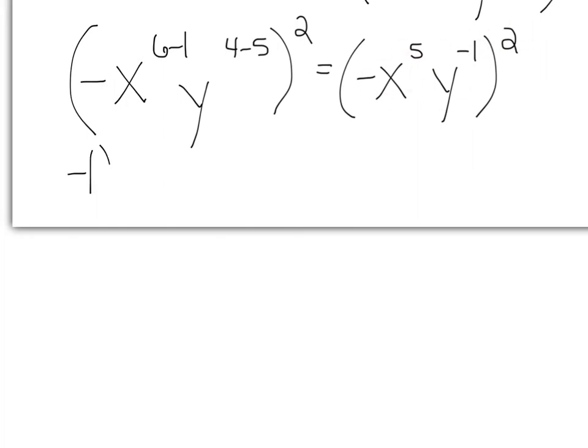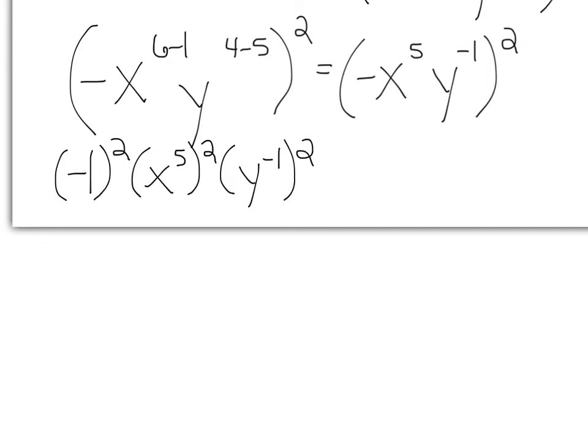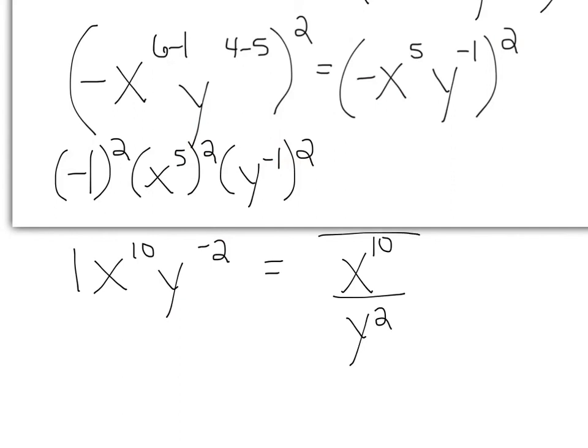So you have negative 1 squared times x to the 5th squared times y to the negative 1 squared. When you take a power to a power, remember you multiply. So negative 1 squared is just positive 1. Power to a power, you multiply them together, so you get x to the 10th. And power to a power, you have negative 1 times 2, which is negative 2. Because this is the negative power, we're going to drop it like it's hot. So we're left with x to the 10th over y squared.